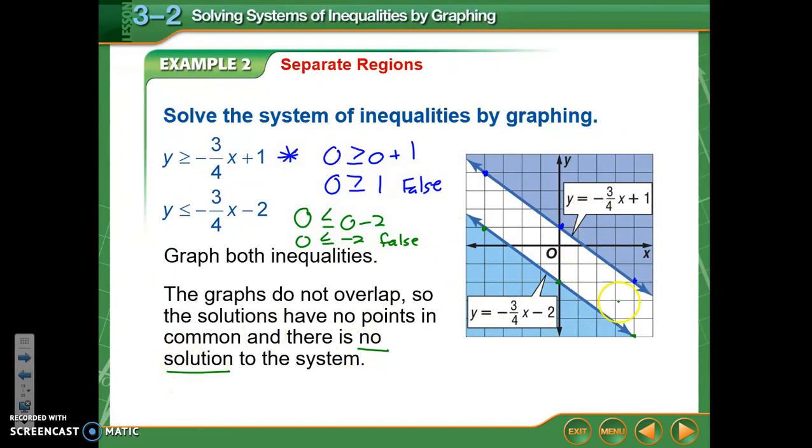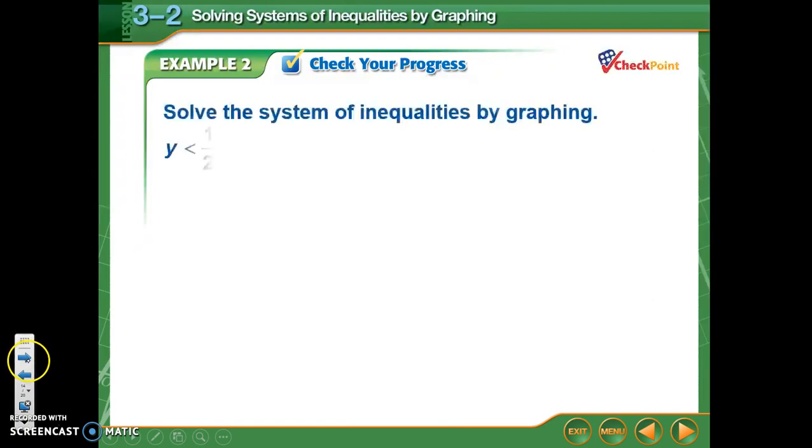And this is the only way that there can be no solution, when the lines are parallel and when I shade in opposite directions. Because sometimes, for example, if I had had to shade on this side of the line, I would have gotten overlap on this part right here. But because I shaded in opposite directions, there was no overlap, therefore there was no solution. All right, try this one for me.